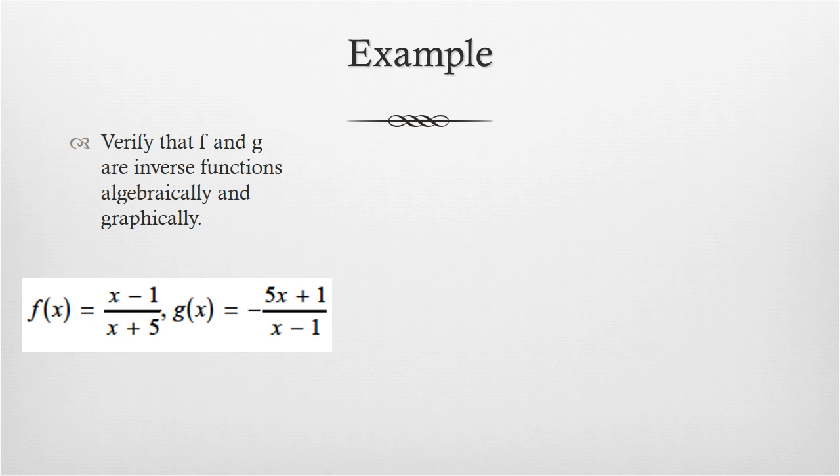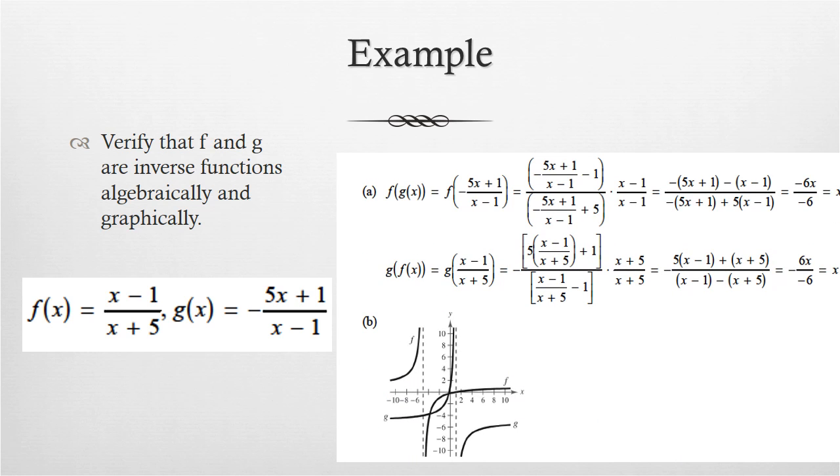Here's another one to try. Pause the recording, give it a go, and resume to check your answer. Okay, it looks a little messy here, but you can see that when you compose them, you do indeed get x for both. And the graph is a reflection across the line y equals x.